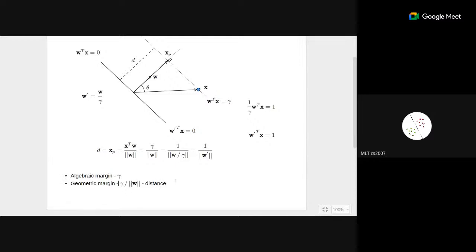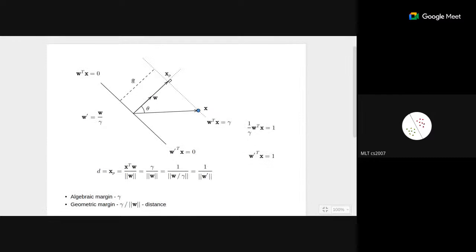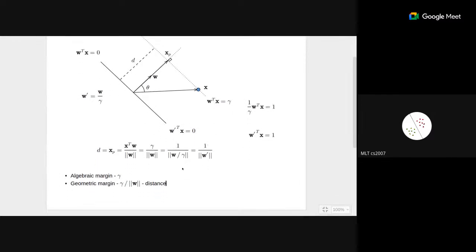This is the distance, right? This is geometry, right? You can't change geometry. You can't say that d is gamma, right? So d is gamma by norm w. If you want to exactly call it distance, then it's gamma by norm w. But at the end of the day, norm w is just some scalar, so you can just scale it and say that's also distance.